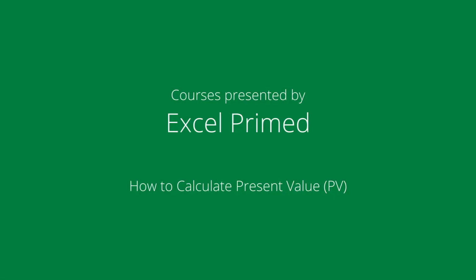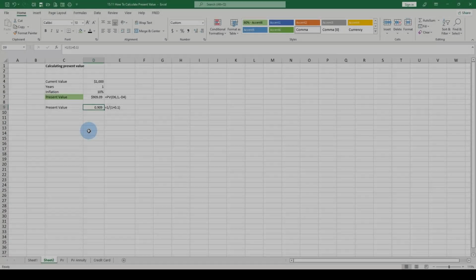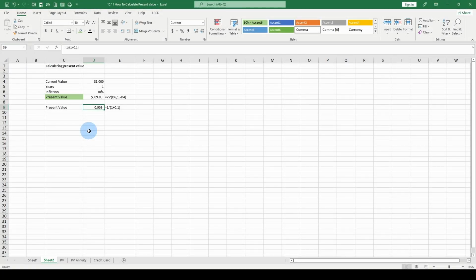Calculating present value. Present value is what your dollar will be worth 12 months from now based on, let's use inflation. So here we have an example. The current value is $1,000 at 10% inflation. A year from now, what's that $1,000 worth? It's worth $909.09. Says who?